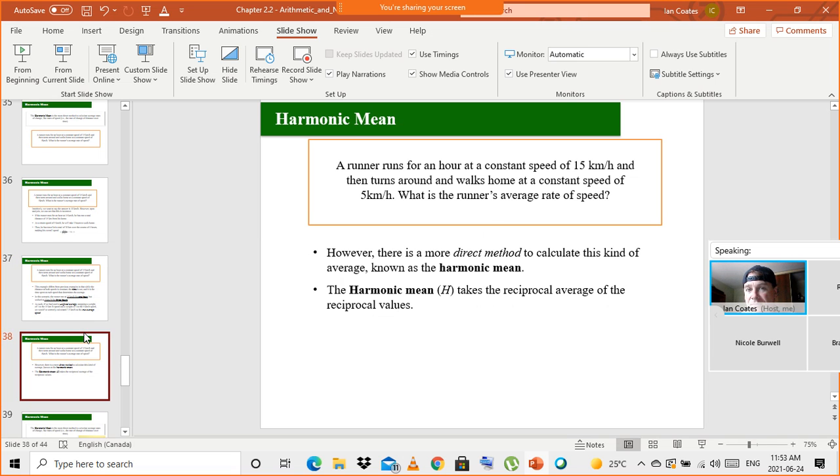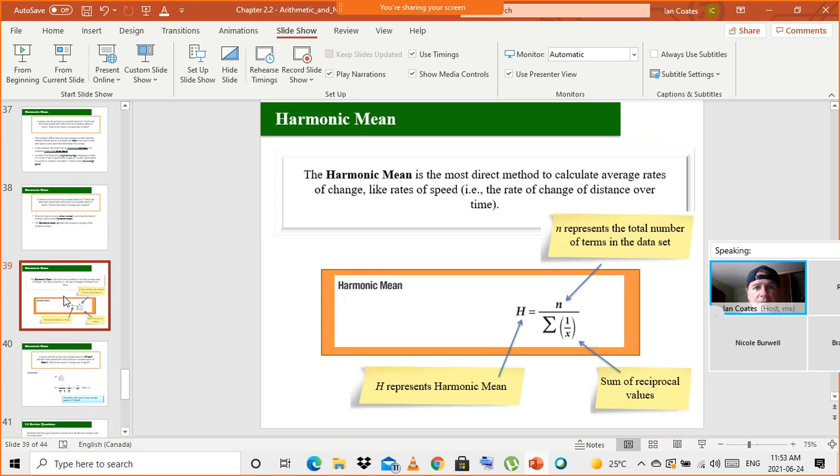mean. And normally in a testing situation, I would ask to see your results. But you'll see here that this is your harmonic mean, okay? And quite frankly, I don't care how you get this answer, as long as you get 7.5, okay? That's what we're looking for.